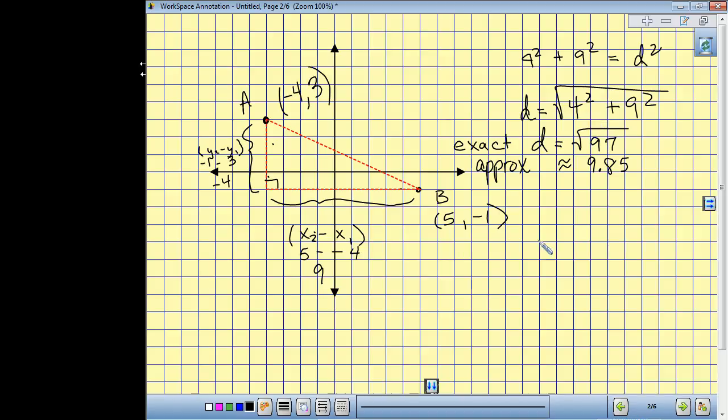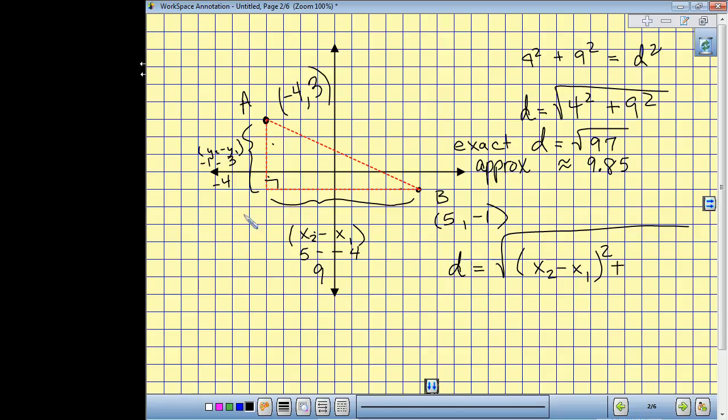Okay? So our distance formula comes from using the Pythagorean theorem. In general terms, we can find the distance between any 2 points on the coordinate plane by looking at this horizontal distance, which we'll describe as x2 minus x1, and square that.